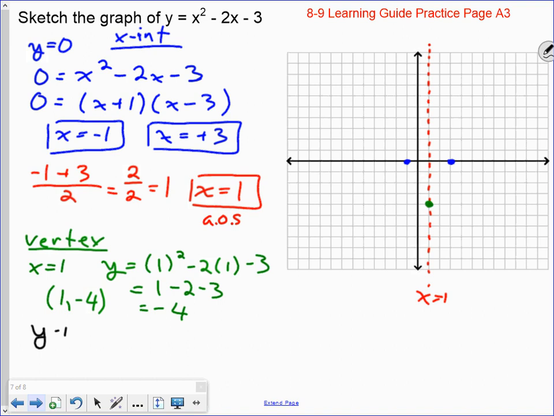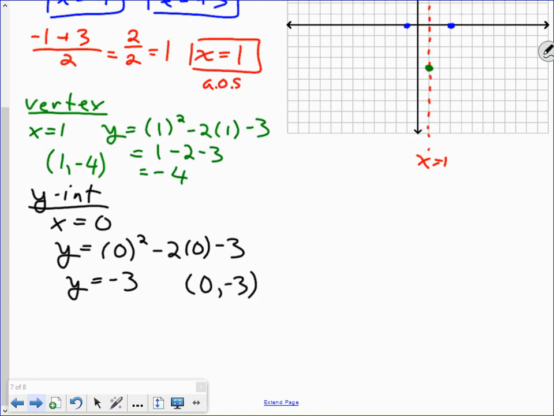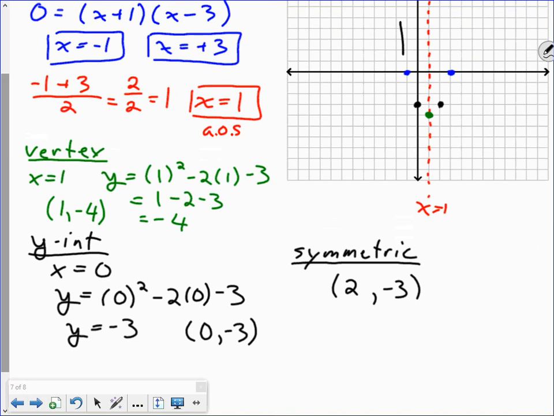Our y-intercept is going to have an x value that's equal to 0. So we're going to sub in 0 for x, 0 minus 0 minus 3. We're going to get y equals negative 3. So our y-intercept is the point (0, -3). 1, 2, 3, which is right there. Our symmetric point is going to have a y value of negative 3, just like our y-intercept, but it's going to be 1 square on the opposite side, so it's going to be at positive 2. Right there, (2, -3). And with those points, we can draw a nice smooth curve through our parabola. And there is our graph.